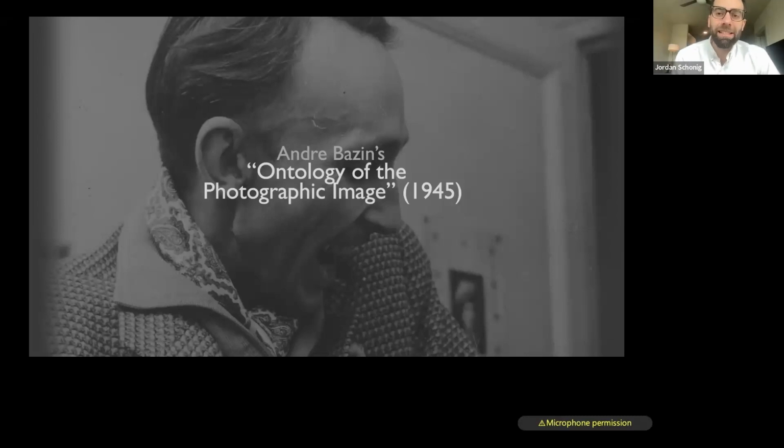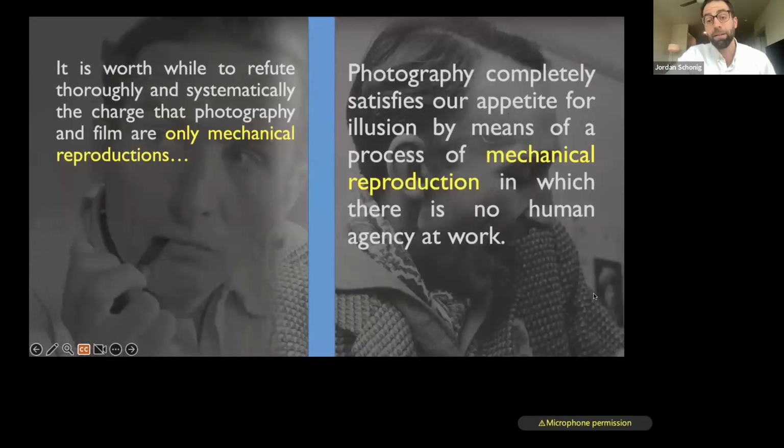Most of film studies thinks that all of Bazin's thought, his interest in the reality of film, can be tied to this single essay from 1945 called The Ontology of the Photographic Image, which is not so much an essay about individual films as it is an essay about the nature of a photographic image as distinct from, say, a painted image. So notice how on the left, Arnheim will say something like, we need to refute thoroughly and systematically the charge that photography and film are only mechanical reproductions.